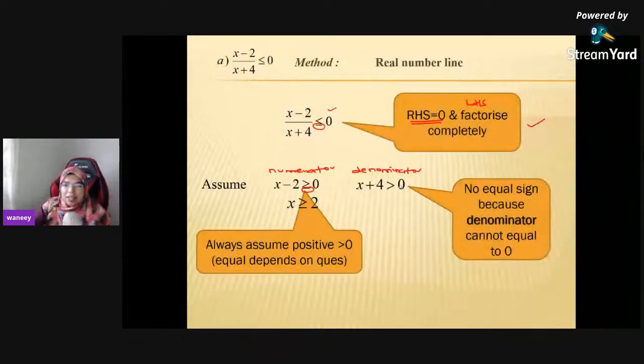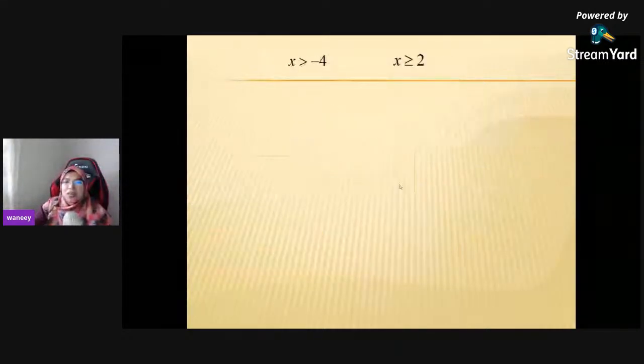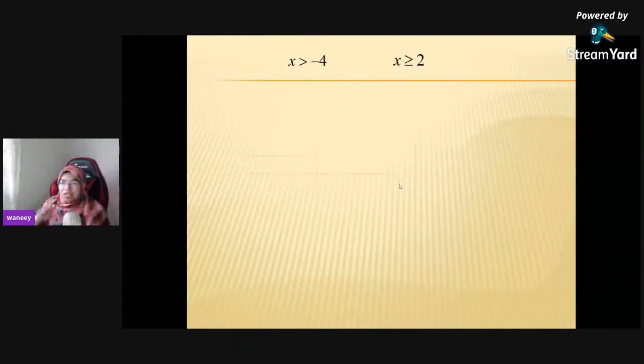Okay, so that means x will be greater than or equal to 2. And on the right hand side, we have x greater than negative 4. So always make sure you have x as the subject. Okay, so now next. We have x greater than negative 4, x greater than or equal to 2. I swap the positions a bit because negative 4 is the smaller number. So on the left side, the smaller one, and on the right side, 2, the bigger one.